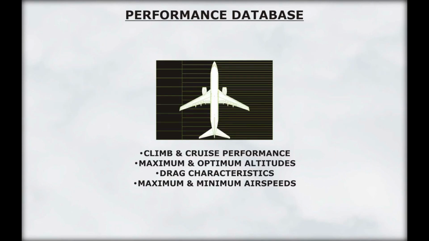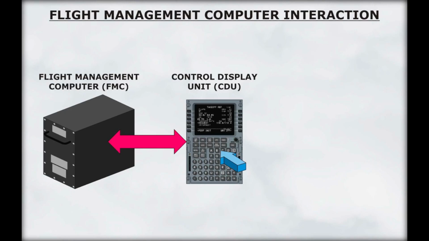The data stored in the performance database includes such information as climb and cruise performance, maximum and optimum altitude information, drag characteristics, and maximum and minimum airspeed data for various configurations. Let's look at how the crew interacts with the flight management computer.